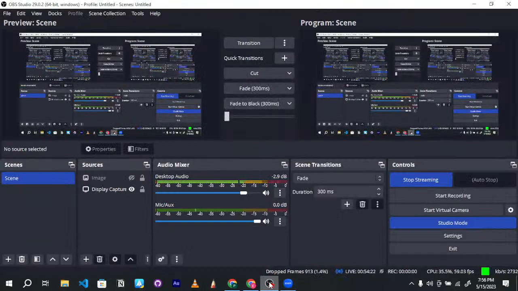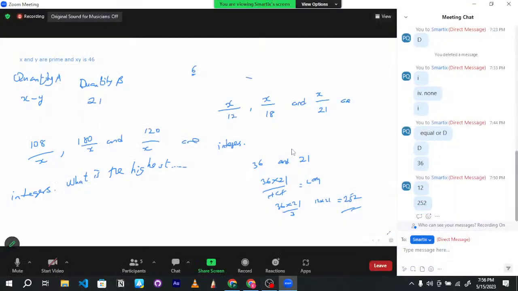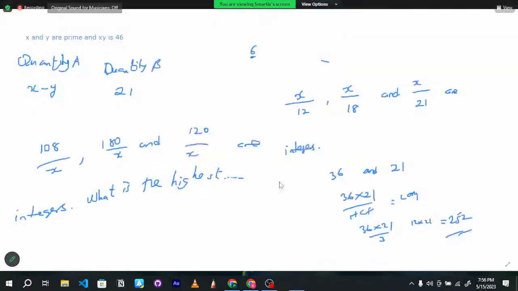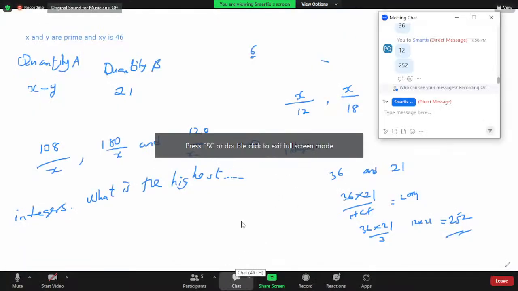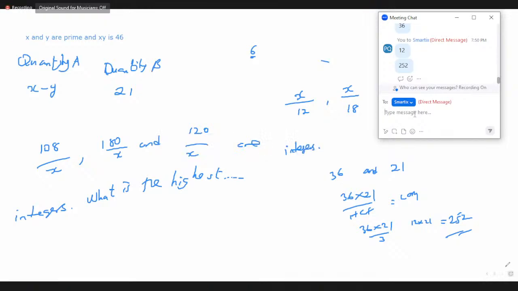They can tell you that Pancreas visits the shopping mall every 18 days. Stacy visits every 12 days, and Price visits every 21 days. So today they all went to the shopping mall. After how many days will all three of them go to the shopping mall on the same day?